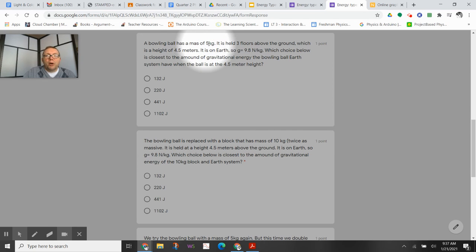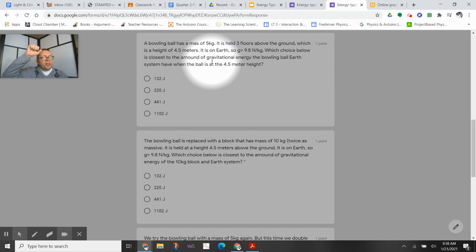So now a bowling ball has a mass of 5 kilograms. It's 3 floors above the ground, which is 4.5 meters. It's on Earth, so we have a g of this. What would be the gravitational energy of the Earth and bowling ball system?